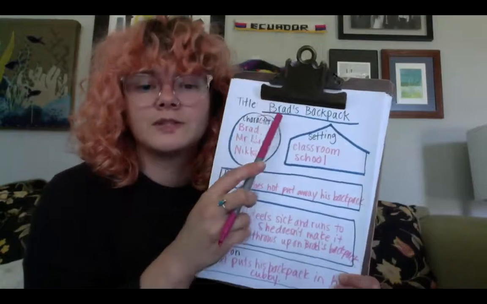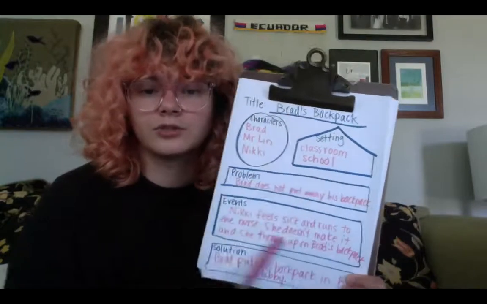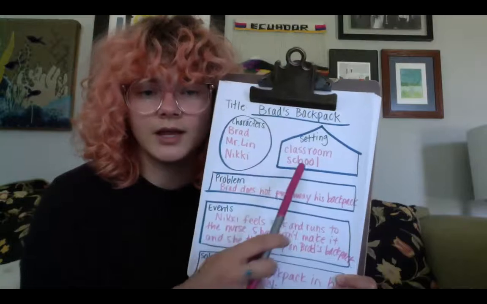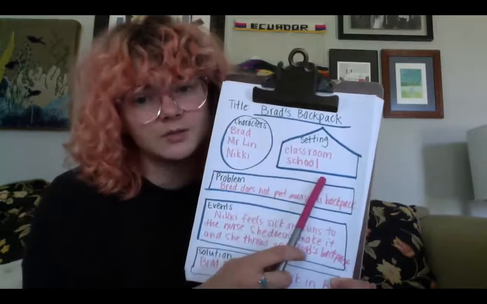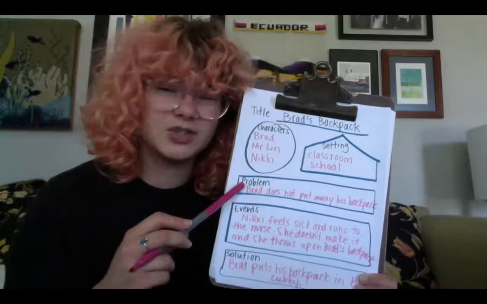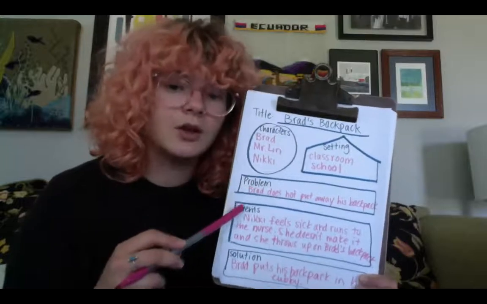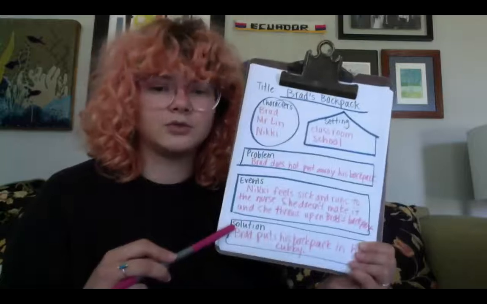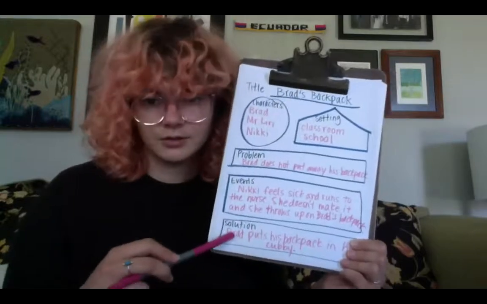I want you to write what the title is. I want you to make your story map. You're going to write the characters, who is in the story, where does the story take place, what is the setting. Then you're going to tell me what is the problem that's usually introduced in the beginning of the story, then what events happen in the middle of the story, and then how do they solve the problem, what is the solution. Okay, and that is your makeup work in addition to your Oreo paragraph that's in that other video.